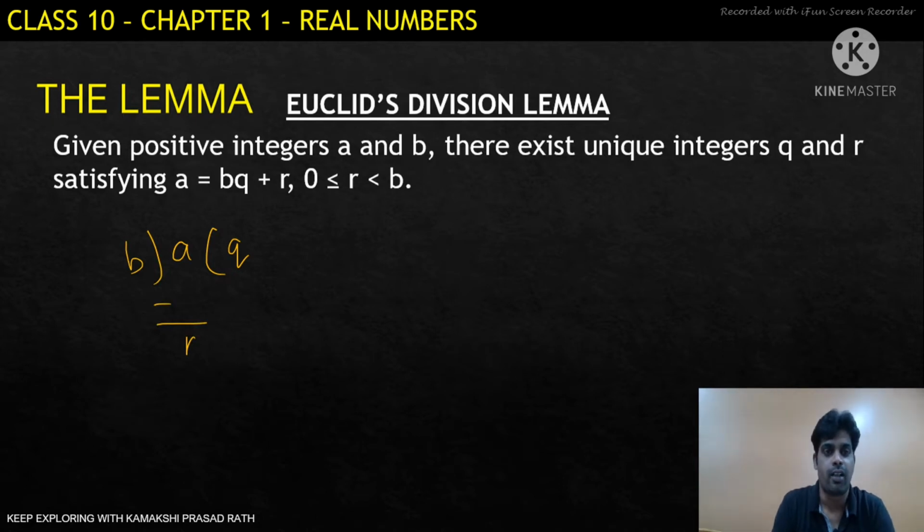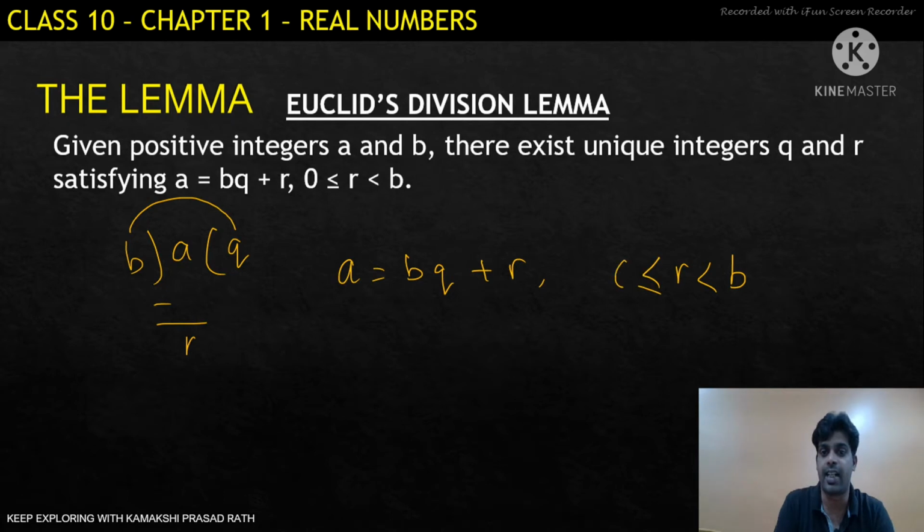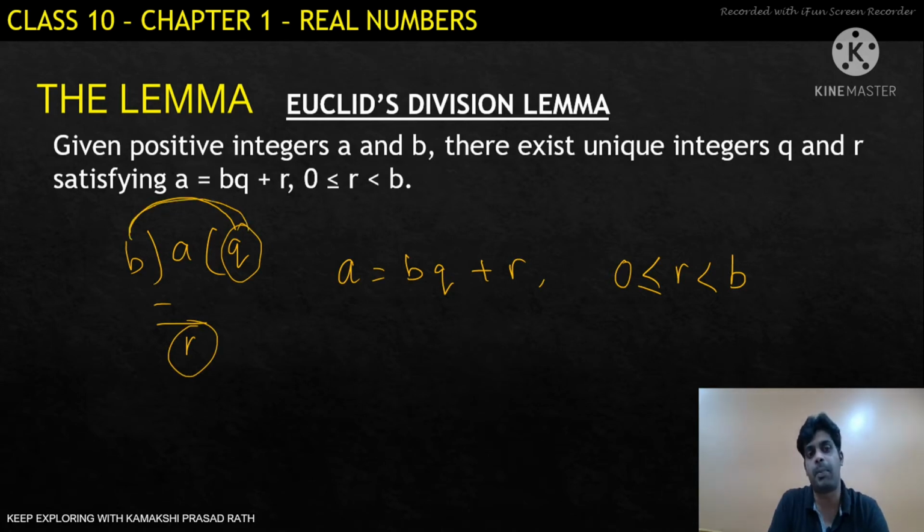We know that whenever we multiply the divisor and the quotient and add the remainder, we get a. So here it is written as a equals bq plus r, and the condition for r is that it is always less than the divisor and greater than or equal to 0. That's the simple lemma. Whenever a is divided by b, there lie two integers q and r such that b times q plus r gives back a.